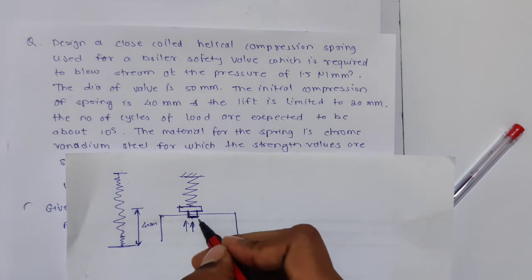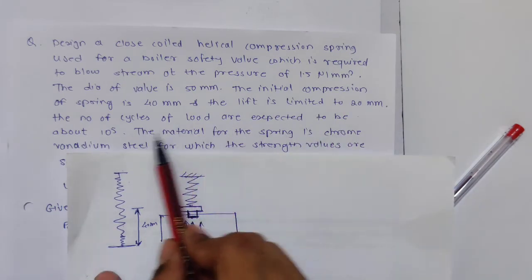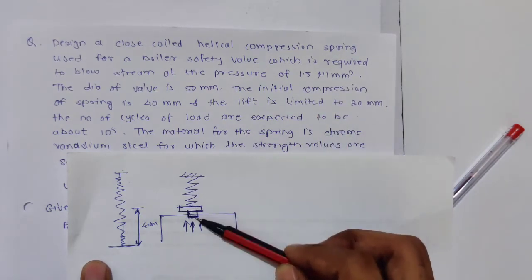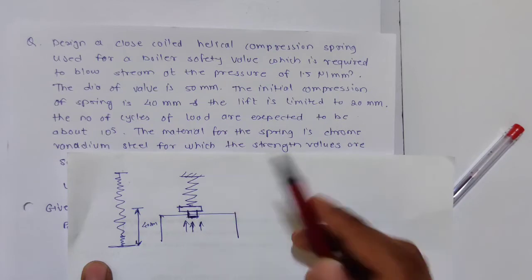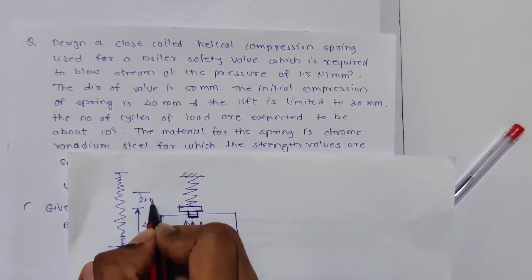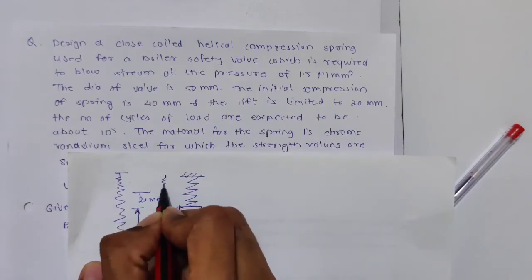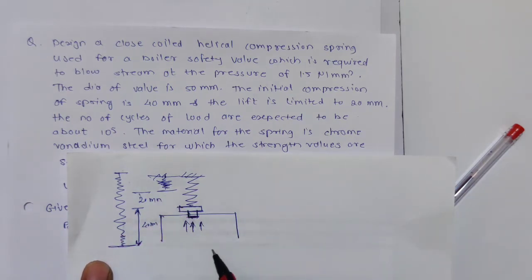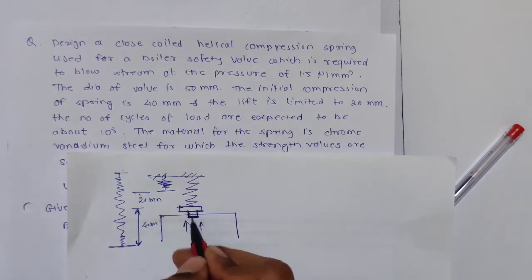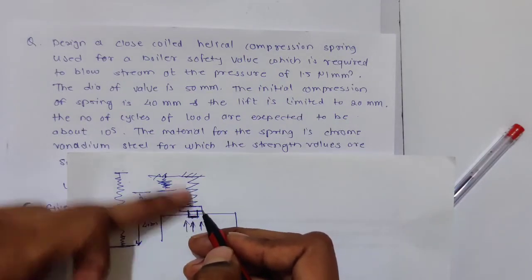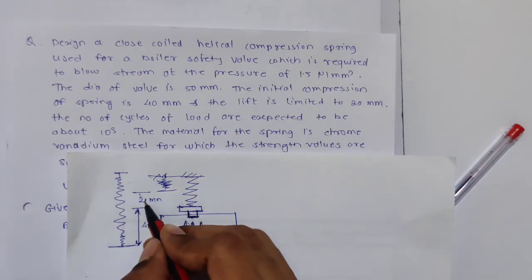When it will blow off, when we are having pressure as 1.5 Newton per mm square, then how much lift, how much more can it get compressed? So it can get compressed up to 20 mm more. So the final step will be like this. Okay, so initially it is compressed, so it is exerting pressure or force over here, and when this pressure exceeds this value, it will compress the spring further, okay, to 20 mm.